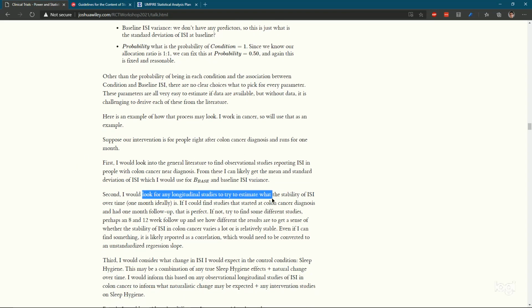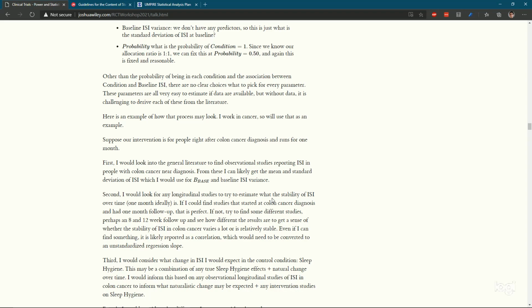Next, I'd go looking for any longitudinal studies, and I'd use those to try to estimate what is the stability of ISI over time. If my intervention is 1 month, so my baseline and post-intervention are about 1 month apart, I'd ideally find a longitudinal study that reported what the stability of ISI was in people with colon cancer right at diagnosis over a 1 month period. If I could find all of that, that's perfect, and I'd use those estimates. If not, I try to find different studies.